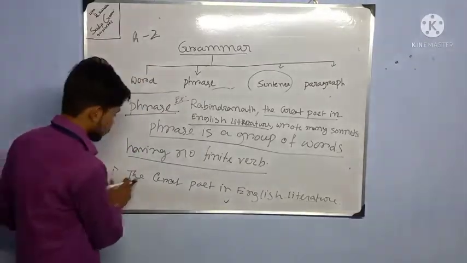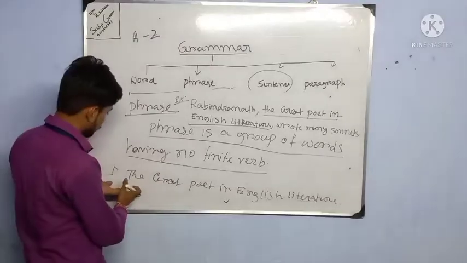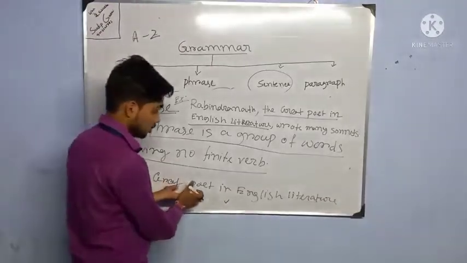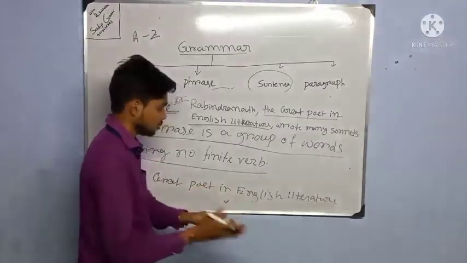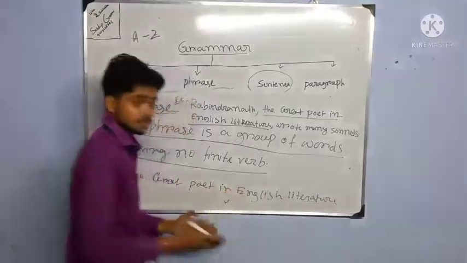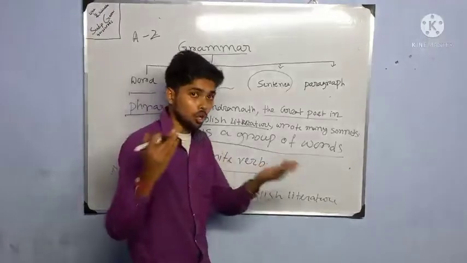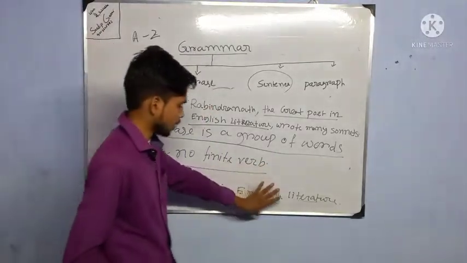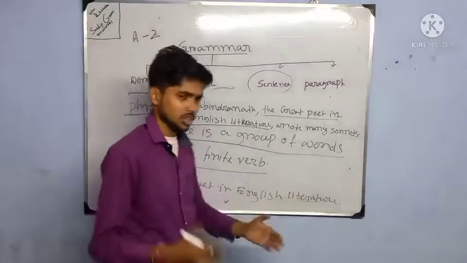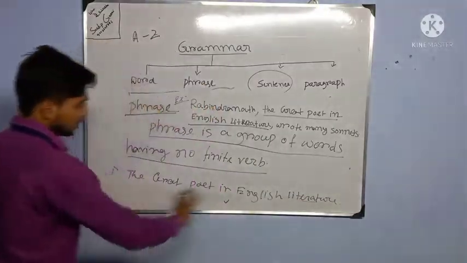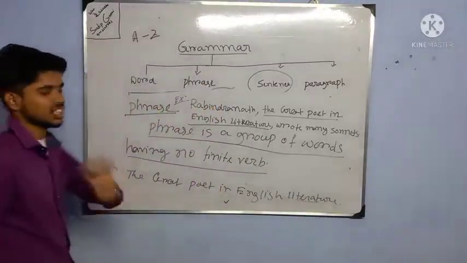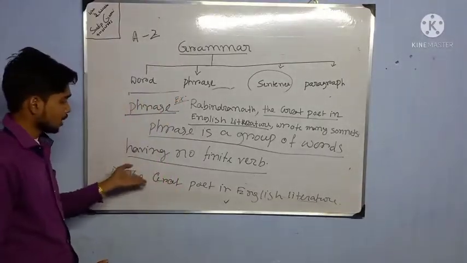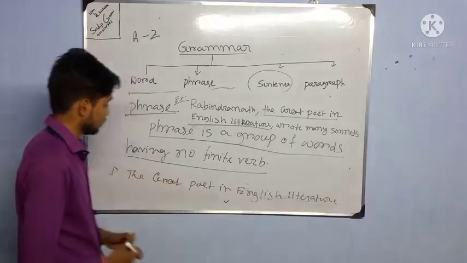So the is an article, great is an adjective, poet is a noun, in is a preposition, English is also a noun, literature is also a noun. English may be called both an adjective as well as a noun. So in this particular phrase, there is no finite verb. That's why we can call this an example of phrase.